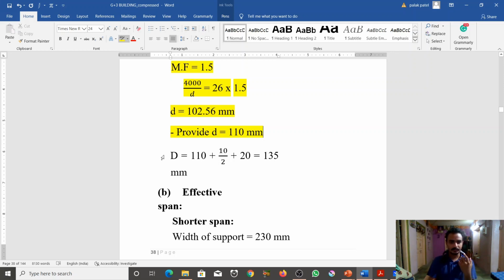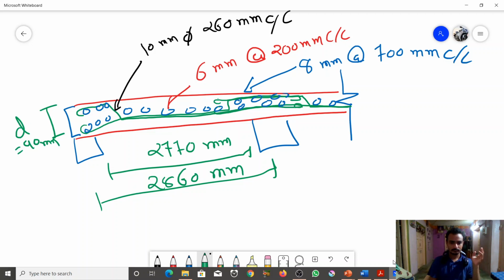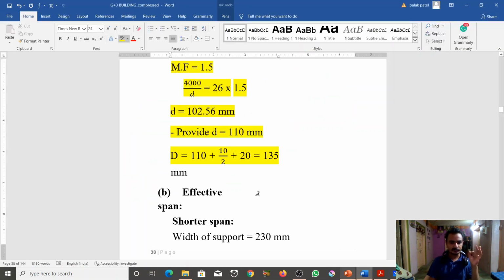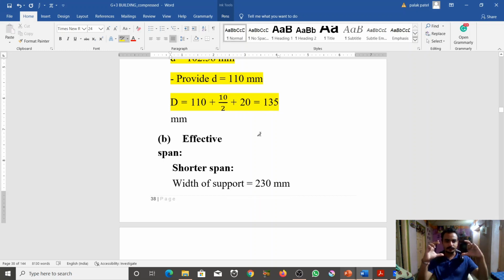Then we can find out the overall depth: effective depth plus 5/2 plus 20. So we can find out the depth of the slab. Next we have to find out the effective span. First is the shortest span. In the one-way slab we find the effective span in only one direction, but in a two-way slab we have to find the effective span in both directions.